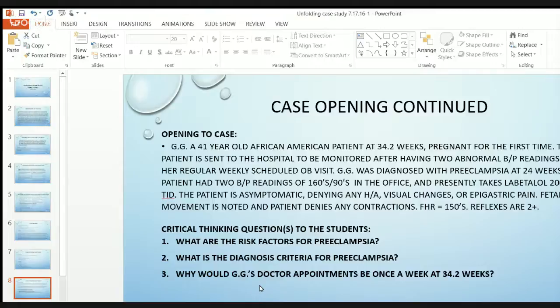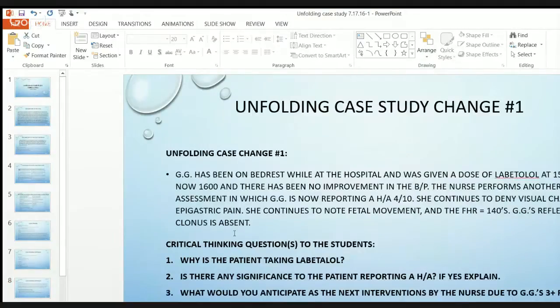And then she had that 350 milligrams of protein in her urine. So typically after 20 weeks with consistently high blood pressure and the spillage of protein, she is going to be diagnosed with preeclampsia. And again, when we look at the doctor's appointments being once a week, with the potential of progression of this disease process, a lot of times at 34 weeks, sometimes earlier, 32, women are seen weekly to monitor the potential progression of this disease and to also look at the fetal well-being of the baby, which can be greatly impacted as this disease process potentially worsens.